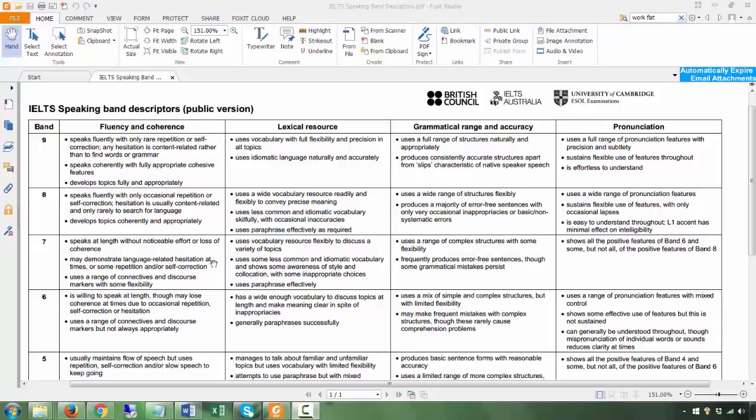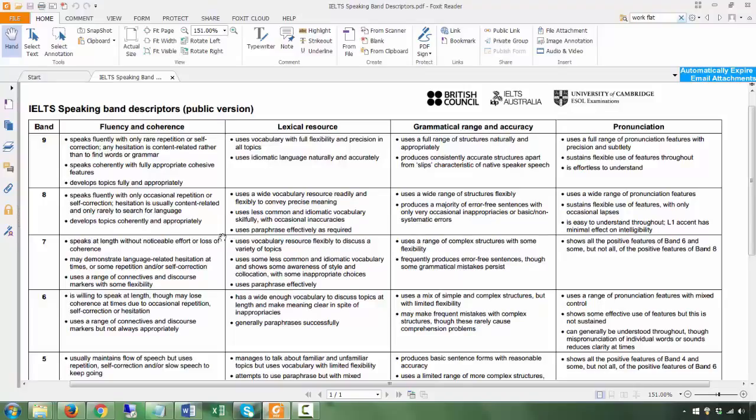So let's just get into some of the band descriptors here. You have fluency and coherence. I'm going to focus on band 7, because most of you guys need band 7. So what you need to work on for fluency is that you have to speak a lot. You have to speak, I wouldn't say quickly, but not slowly. All right, not too slow, and not too many hesitations.